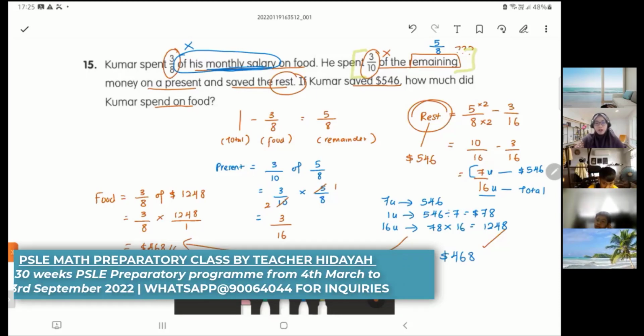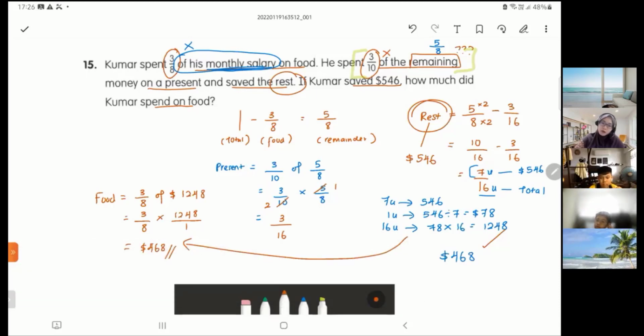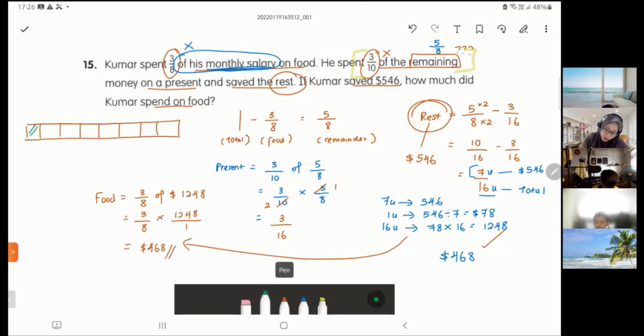Okay, this is my fraction of. If you do not want to do fraction of, you want to use a model, also can. I just draw out the model for you here. At first I have 8 parts, right? This is my 8 parts. And then I am going to shade 3 parts for the food. This is my food. Okay, and then I have my remainder, right? The unshaded is the remainder. So what happened? The remainder is 3/10. So I need to have a remainder of 10 units.